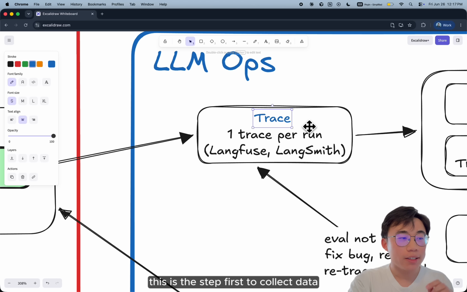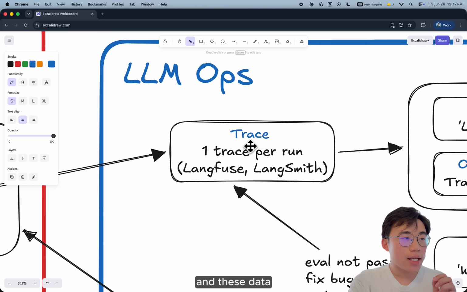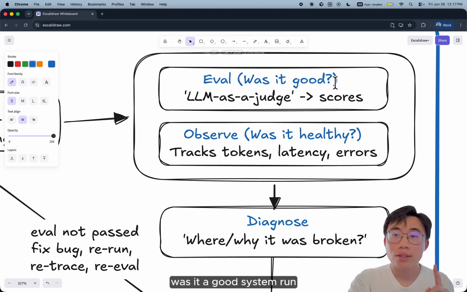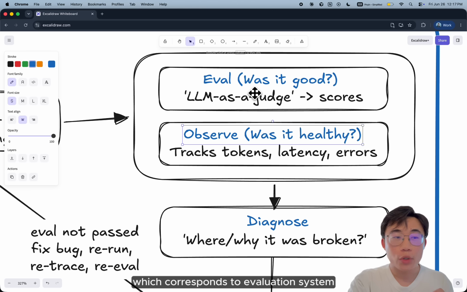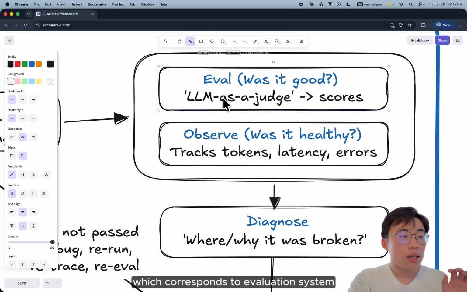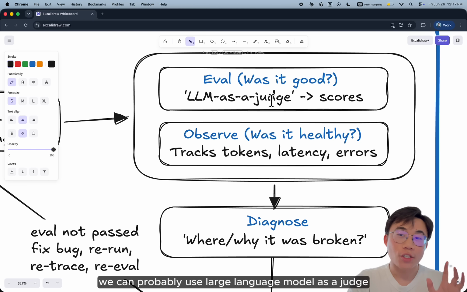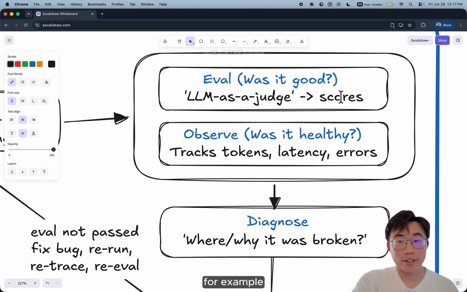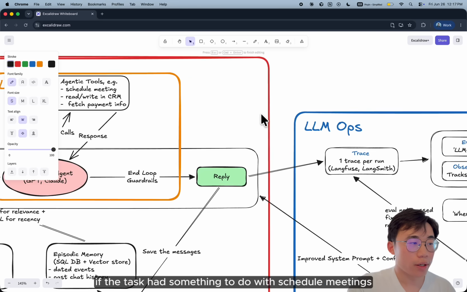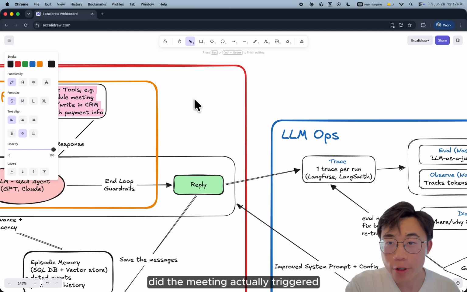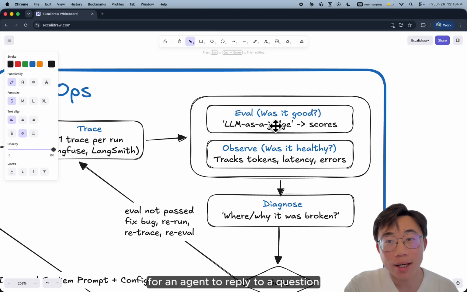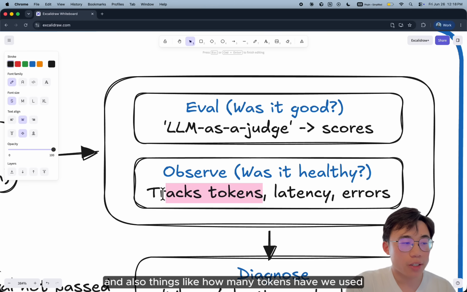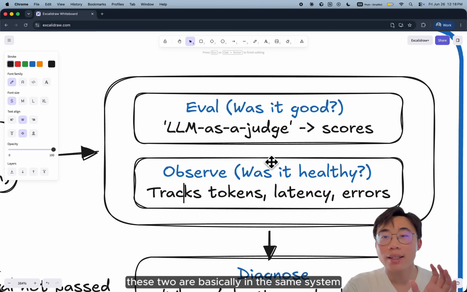And that's the first step: to collect data. And this data will be used for the following two purposes. Was it a good system run, and was it healthy? Which corresponds to the evaluation system. We can probably use a large language model as a judge here to give us a score on how well it performed. For example, if the task had something to do with scheduling meetings, did the meeting actually trigger? How long did the agent take to reply to a question? Was it 20 seconds or was it 2 milliseconds? And also things like how many tokens have we used?